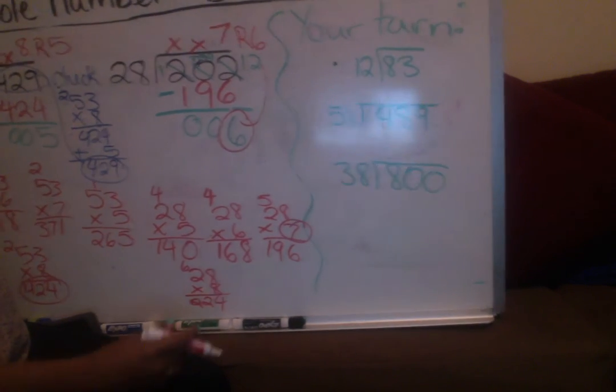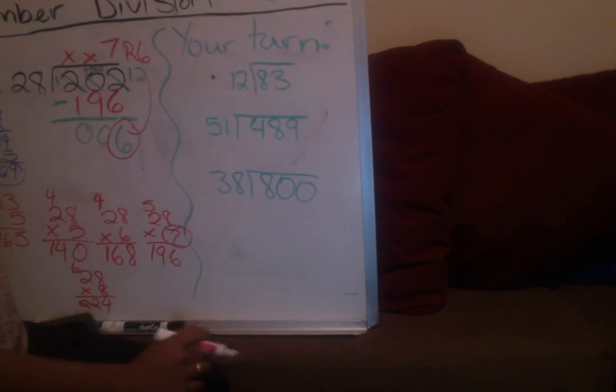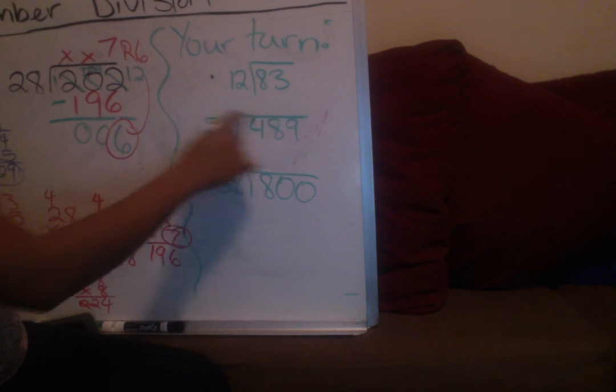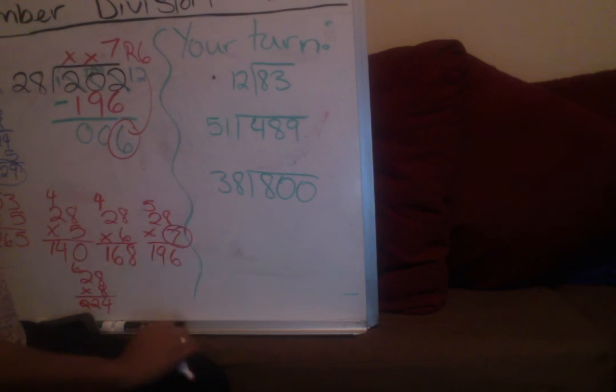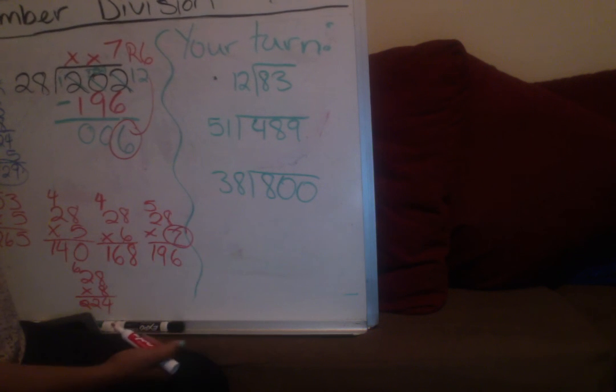All right, for your turns, I already wrote them for you. You will divide 83 divided by 12, 489 divided by 51, 800 in the house divided by 38 outside of the house.